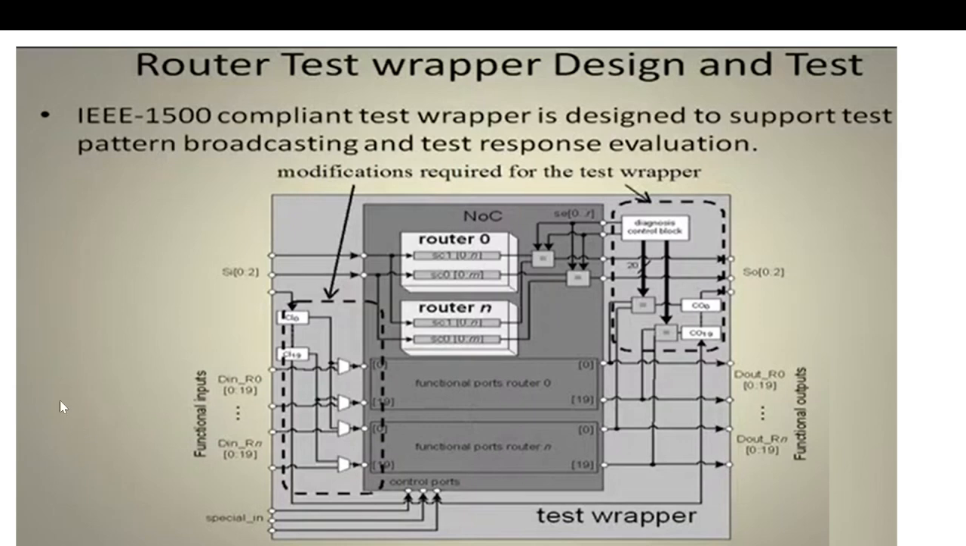Router test wrapper design: an IEEE 1500 compliant test wrapper is designed to support test pattern broadcast and response evaluation. Say this is the SI. I think we have already seen functional outputs and functional inputs, and now we have the router and the functional port for the router. So say we are testing this, the responses are collected and go to this SI.